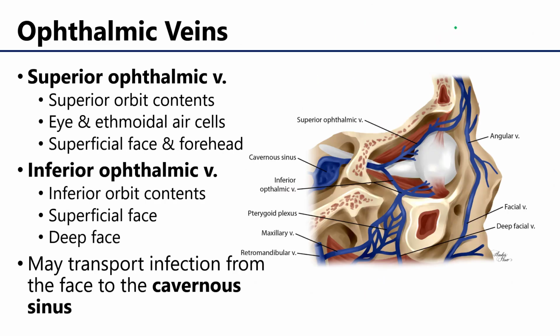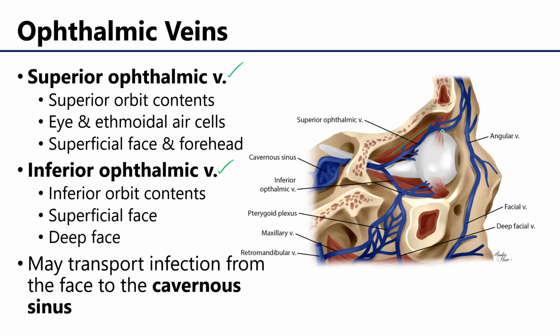The ophthalmic veins are the principal route of drainage of blood from the orbit, and there are generally two of these, but that can be rather inconstant. The general pattern, however, is that there is a superior ophthalmic vein and an inferior ophthalmic vein.